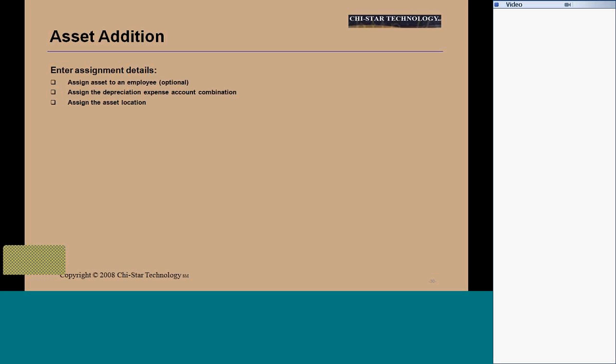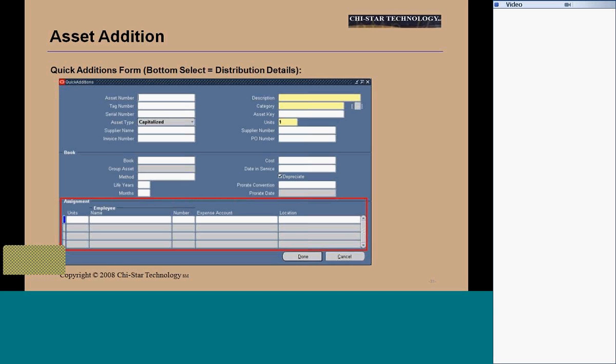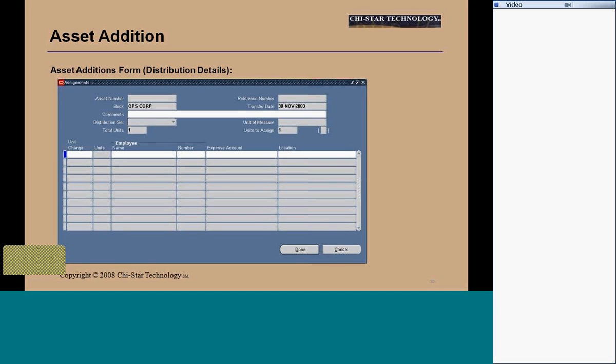The assignment: I need to assign this asset, optionally to an employee, but I definitely need to assign it to a depreciation expense account combination and a physical location. The bottom portion of the quick additions form will house that information, and then there's a separate screen for the detail additions that will house that information.